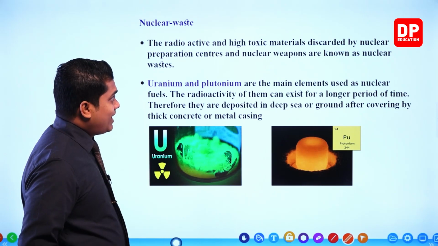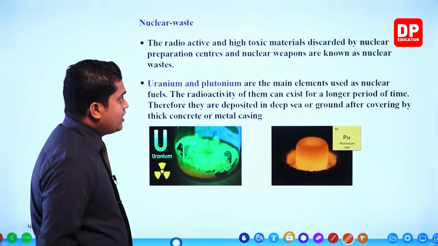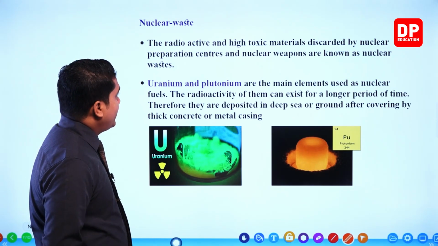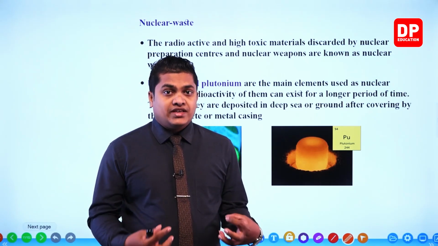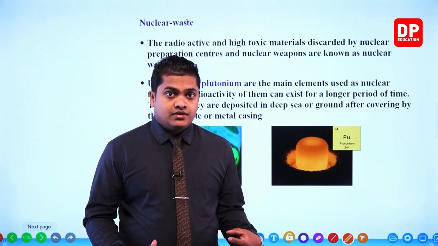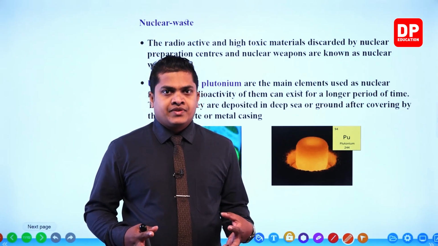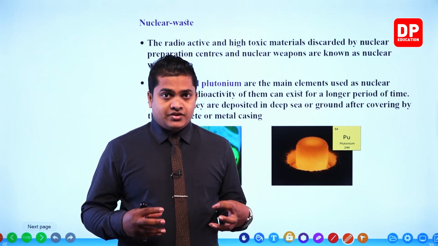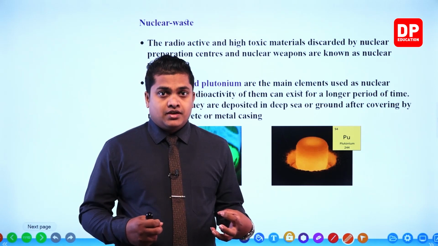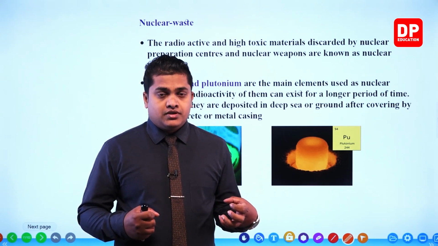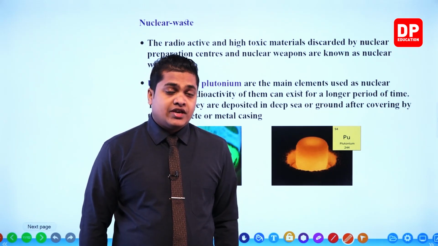Radioactive and highly toxic materials discarded by nuclear preparation centers and nuclear weapons are known as nuclear waste. Radioactivity means it is going to emit several kinds of rays like ultraviolet rays, X-rays, and sometimes gamma rays as well. You know that gamma rays are very dangerous. Gamma rays have the ability to disintegrate molecules into their atoms. The energy carried by gamma rays is very high.